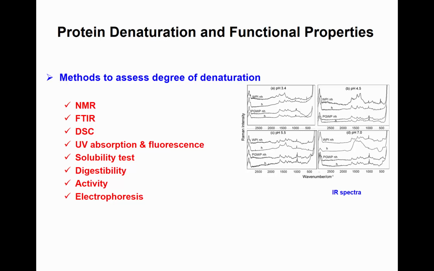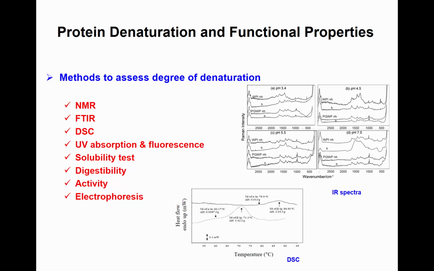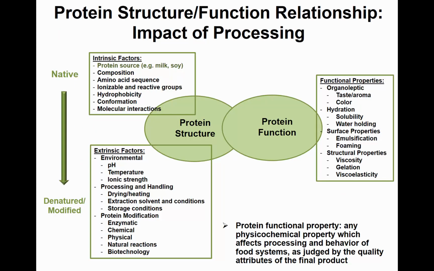Activity, especially if it's an enzyme. Enzymes are proteins, so if you see a decrease in enzyme activity, that will be due to denaturation of the protein. This is a DSC thermogram, we call it, and it shows the denaturation temperature. When we see a peak, we call this an endothermic peak, and it gives you the enthalpy and the temperature at which the proteins open up. Like I said, you will learn more about it in detail in a different course.